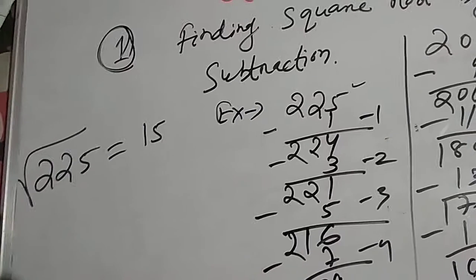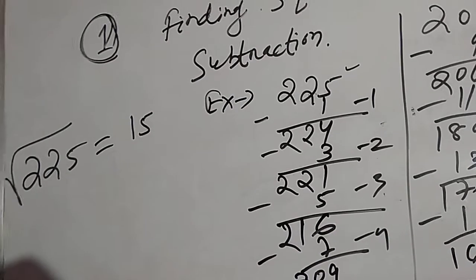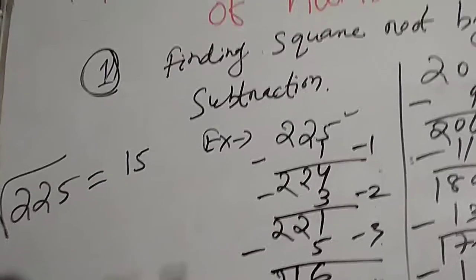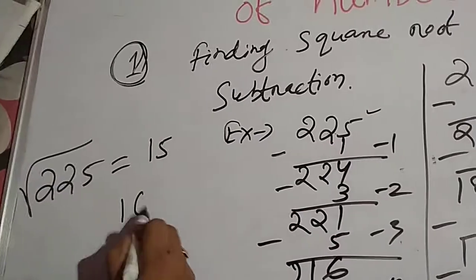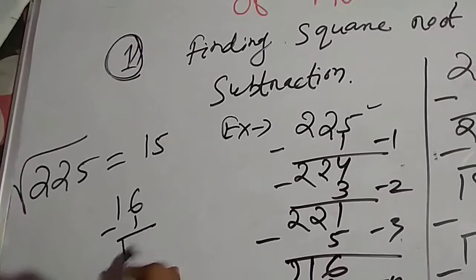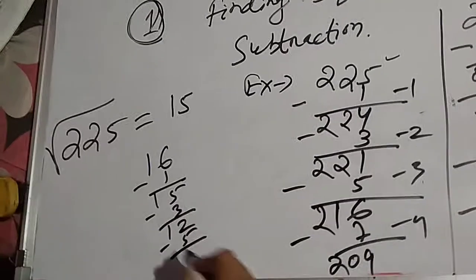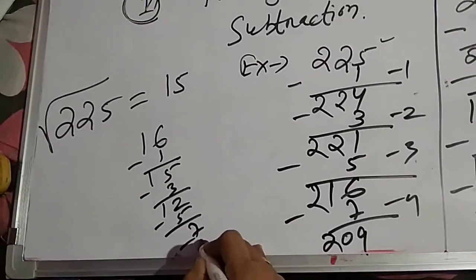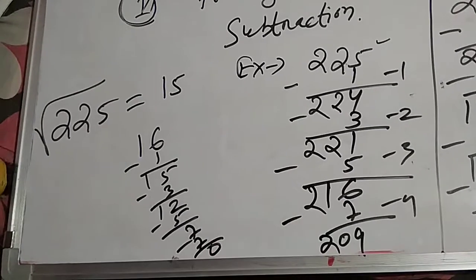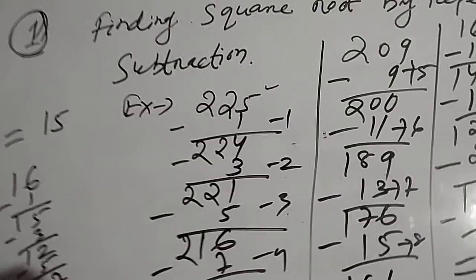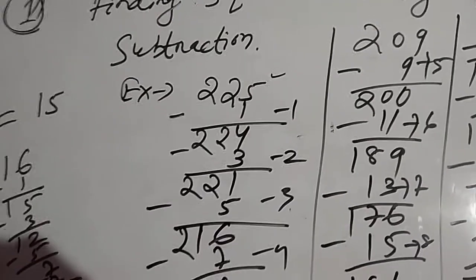Okay, but this process is time taking also. The smallest numbers we can find easily. Suppose 16. 16 minus 1 equals 15. Again minus 3 equals 12. Again minus 5 equals 7. Again minus 7 equals 0. Easily. But for a bigger number, that process is time taking.